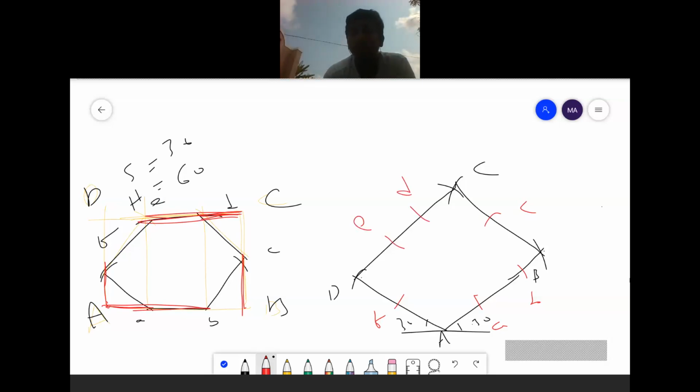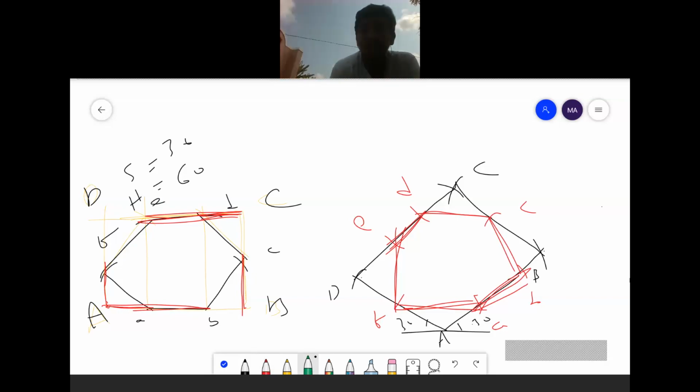Then I am joining all these points with a scale. Joining all these points with a scale will form a hexagon. Understand? After that, the given height is how much? 60 mm. So I will take 60 from here. I am extending 60 mm here.